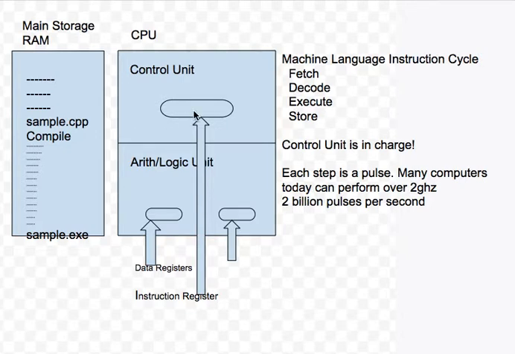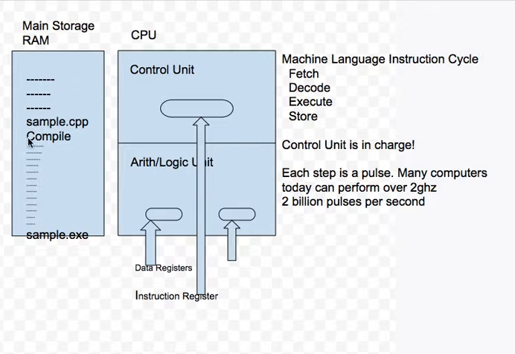the instruction register. It'll now decode it, which means it will analyze the instruction and figure out what it needs to do, say it's going to add 2 numbers together, and it will go and get the data it's going to add, and it'll put those numbers in the data registers down here. Now the control unit will tell the ALU to execute, to add them up, and then the control unit will store the result back in main storage someplace.